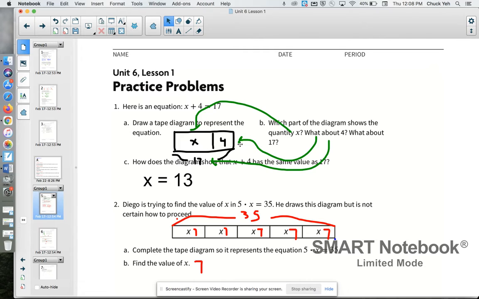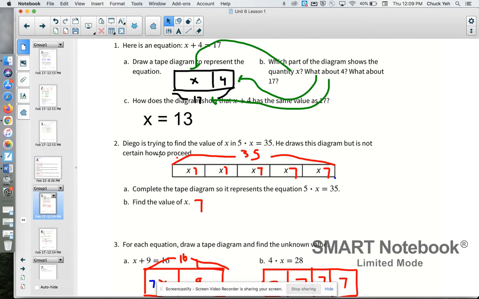What about 4? And then what about 17? So I just made arrows, or something like that. And then if I wrote comments, I wrote it down using words, so just look at my comments. How does the diagram show that x plus 4 has the same value as 17? Well, x equals 13. That's how we know.